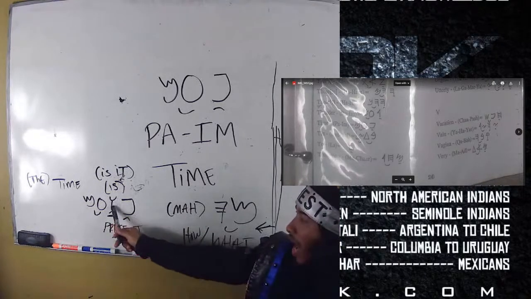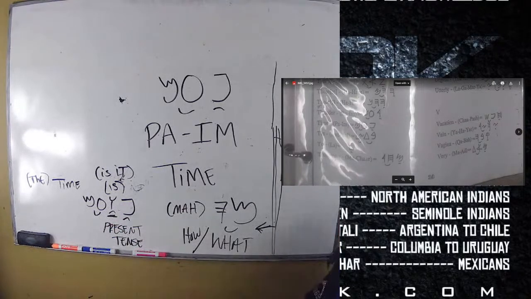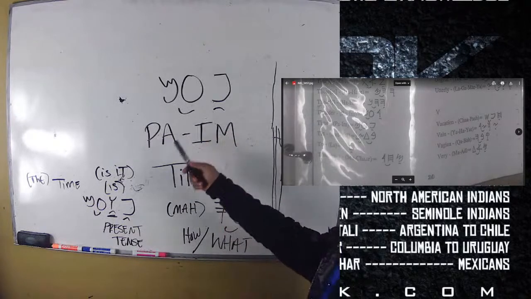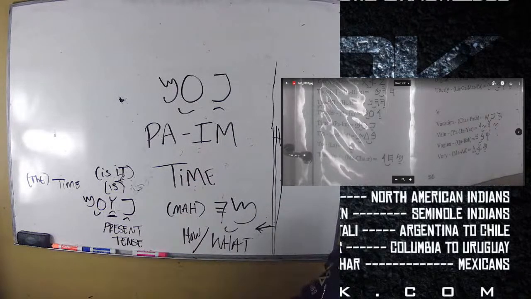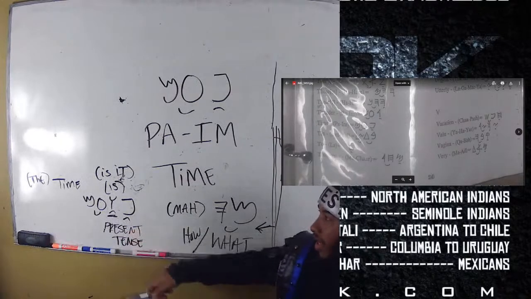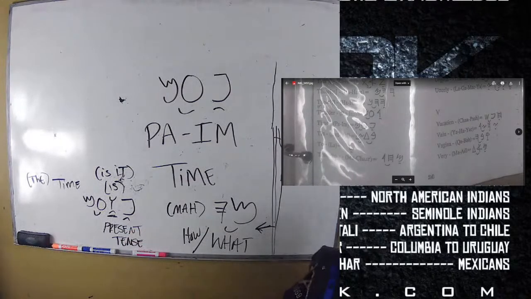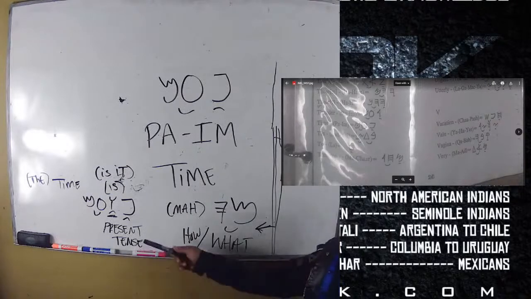So you can take Y out of it. If there was no Y there, if you just said ma pa'ayin, you would be asking what's the time, right? But since you put Y in there, it's now saying "is." It's now present tense, right? It's just making it present tense.